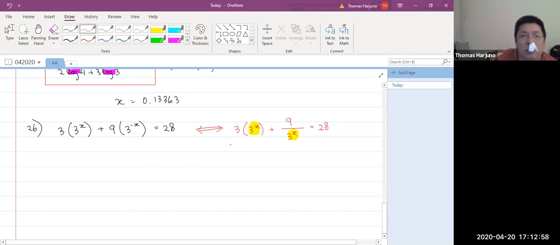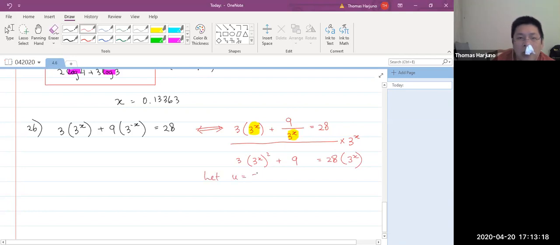Suppose I multiply by 3 to the x, I will get 3 times 3 to the x squared plus 9 equals 28 times 3 to the x. And then I will let u be our 3 to the x. You see what I mean? So I get 3u squared plus 9 equals 28u. Then we solve that as a quadratic-like equation, basically.